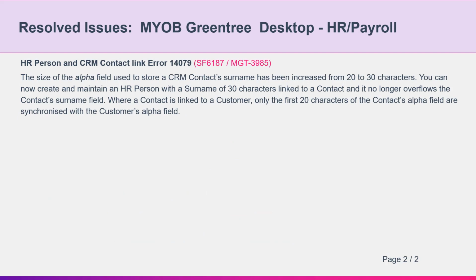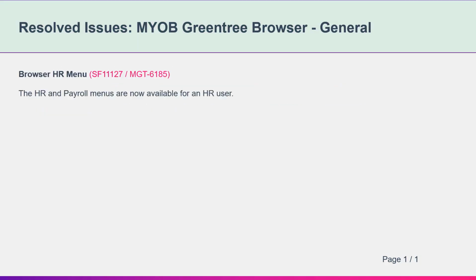The size of the alpha field used to store a CRM contact surname has been increased from 20 to 30 characters. You can now create and maintain an HR person with a surname of 30 characters linked to a contact, and it no longer overflows the contact surname field. Where a contact is linked to a customer, only the first 20 characters of the contact's alpha field are synchronized with the customer's alpha field. And lastly, General, the HR and Payroll menus are now available for an HR user.